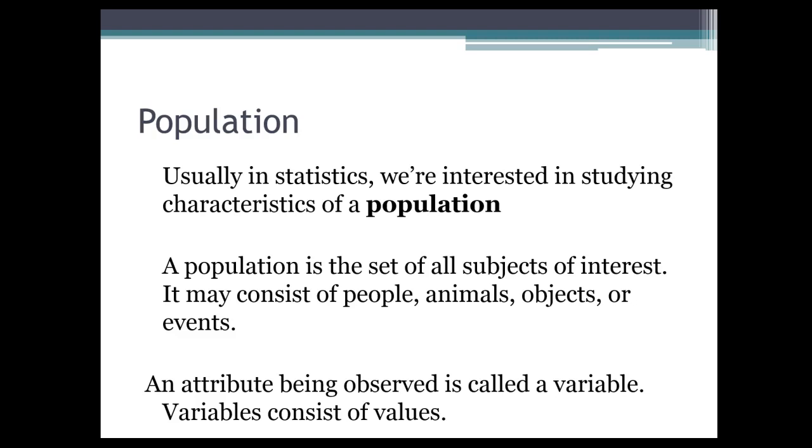All right, so again, big picture here. In this course, we're looking at studying a population. So we're interested in studying all of something. That's the key word, all. We're interested in all the subjects of interest. That could be people, it could be animals, it could be objects, or it could be events. Within that population, we're looking at attributes called variables.